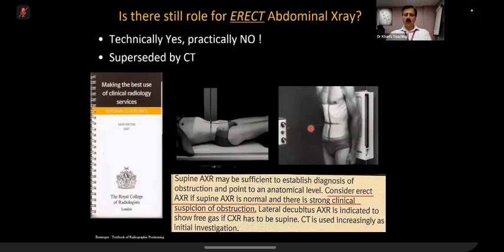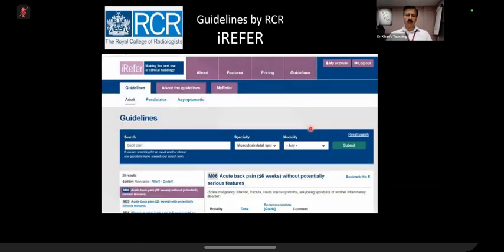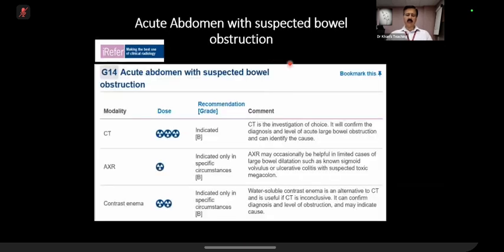I also want to introduce you here to a tool, which is a beautiful tool, iRefer, produced by the FRCR. It is available for members. Basically, there are algorithms there for various kinds of clinical scenarios, and examiners will ask them. Please remember, they ask these questions. And between the lines, there are many things written here which they might ask.